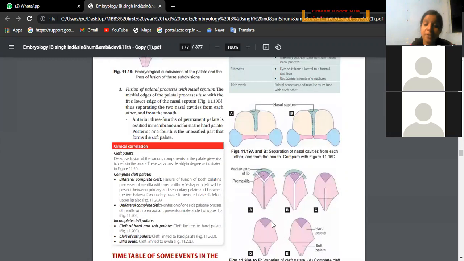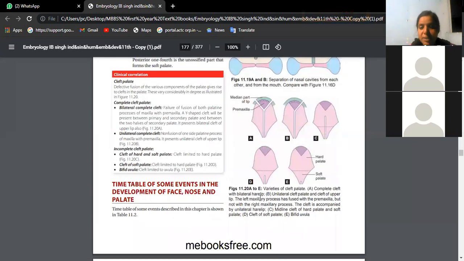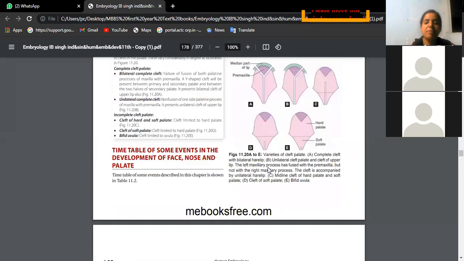They are fusing. If they don't fuse properly, gaps remain. If fusion does not happen properly, these are the different varieties of cleft palate. A is complete cleft. Draw this and write whatever is given down, beta. A is complete cleft with bilateral hare lip, that means two complete halves of the palate which have not fused. B is unilateral cleft palate. C is middle cleft. D is cleft of soft palate. E is bifid uvula, which is part of the soft palate. That is all about palate development.